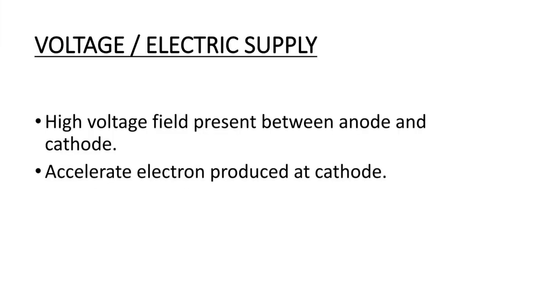High-voltage electric supply is connected between cathode and anode. This helps in production of electrons as well as accelerating them towards the anode.